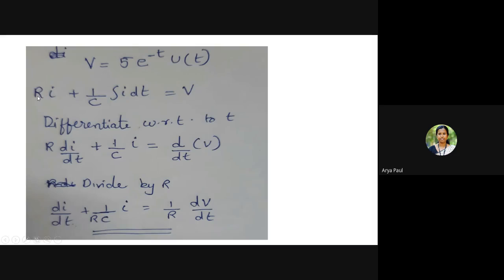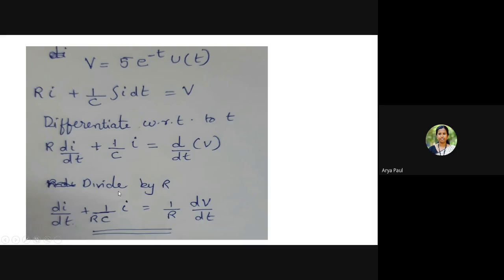The same equation by Kirchhoff voltage law: R into I plus 1 by C integral I dt equals the voltage V. Differentiate with respect to t. Now R into di by dt plus 1 by C. Integral and differential will be cancelled. So 1 by C into I is equal to d by dt of the voltage V. Now divide by R. So di by dt plus 1 by RC into I is equal to 1 by R into dV by dt.